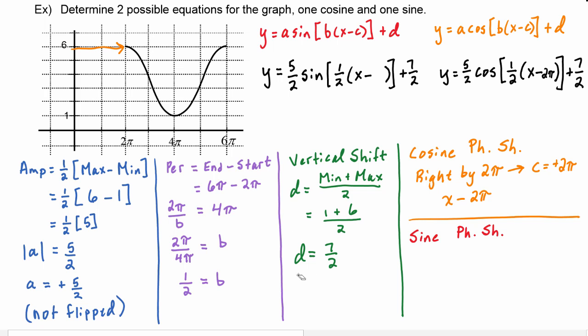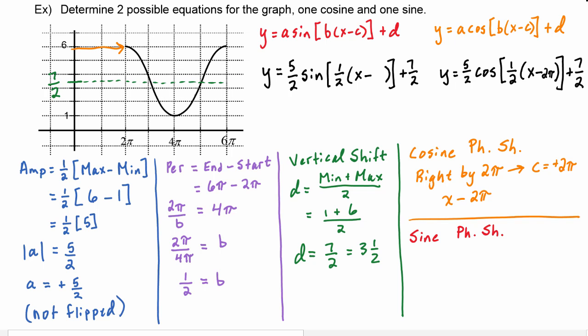With D equaling 7/2, let's get that on the graph here. If D is 7/2, that would be the same as 3.5 when I'm looking at the graph. So 1, 2, 3.5. So 7/2 or 3.5, doesn't matter which one you write. So this is sort of the center line of the graph.